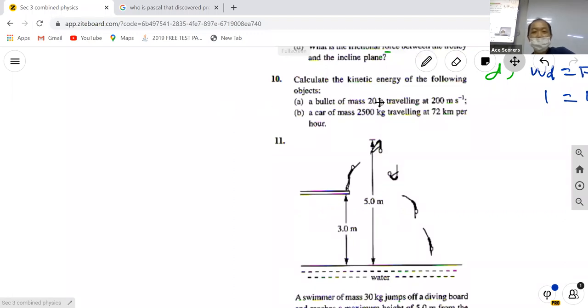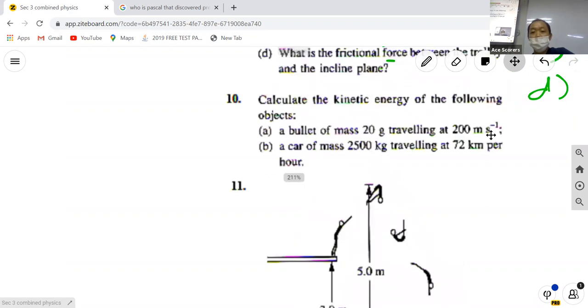Okay, so calculate the kinetic energy of the following objects. A bullet of mass 20 grams traveling at 200 meters per second. So here we have a couple of problems. Number one, the mass is in grams, which is not nice, because our SI unit for mass is kilogram. Now the velocity is very good, meters per second. ms^-1 means meters per second, okay?